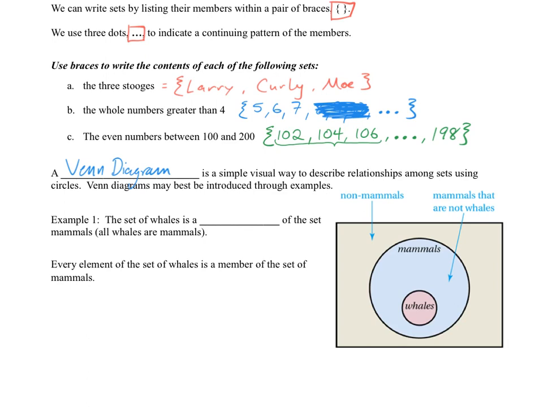So example 1 says the set of whales is a subset of the set of mammals. Every element of the set of whales is a member of the set of animals. Every whale is in the mammal bubble, so that makes every whale a mammal.